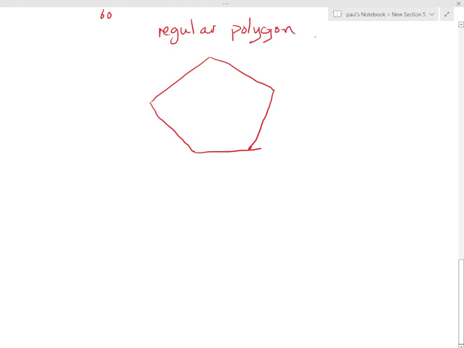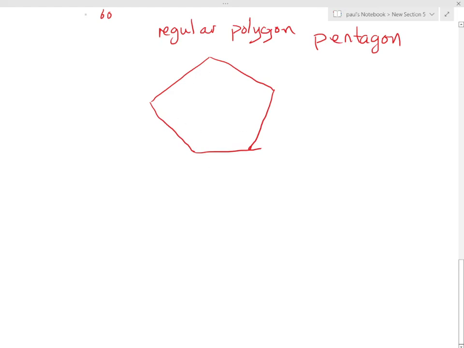Now when we move on to polygons, I've got to imagine that this is a regular shape. So this is a regular polygon. It's a pentagon, isn't it? A 5-sided shape. So we will want to find the sum of all the angles. How much do all the inside angles add up to?